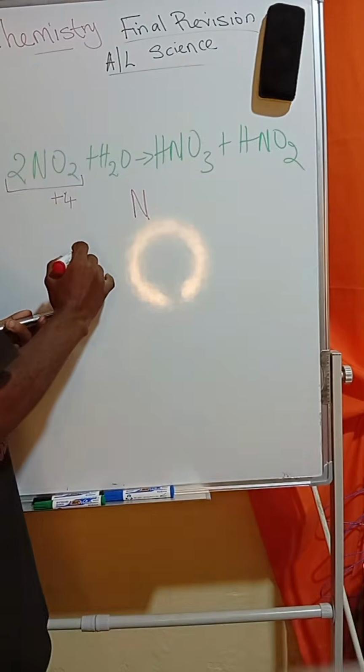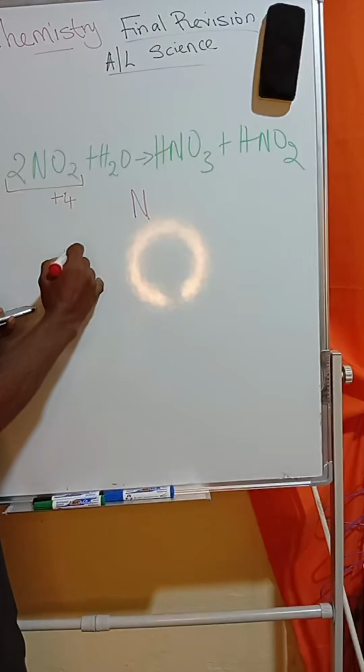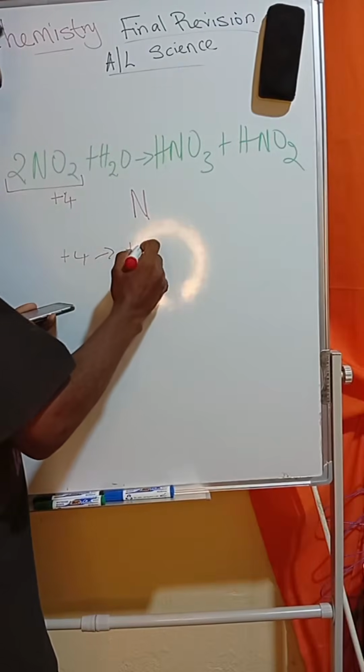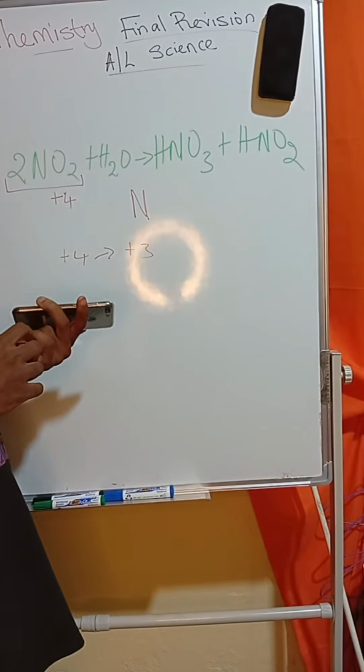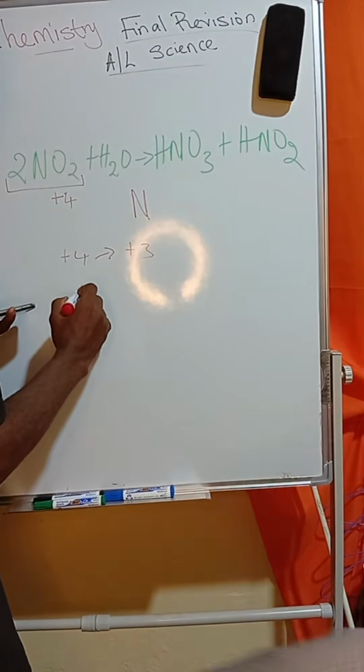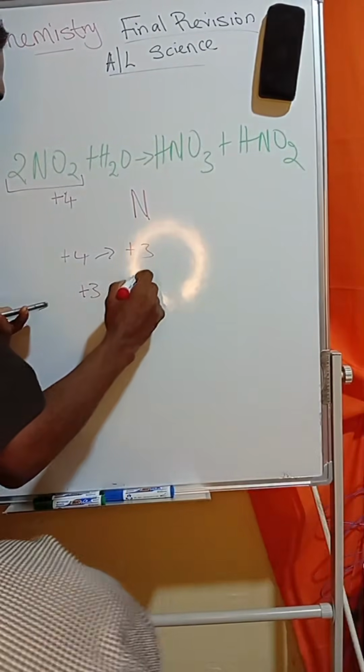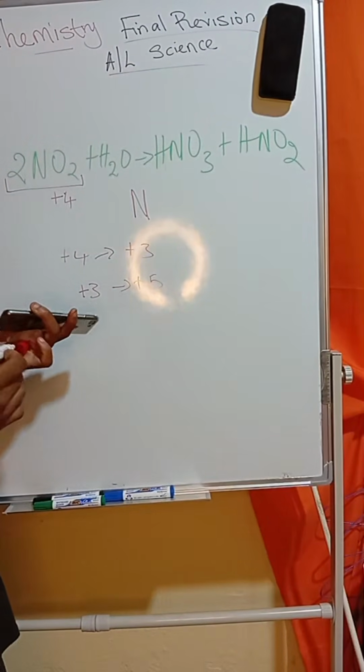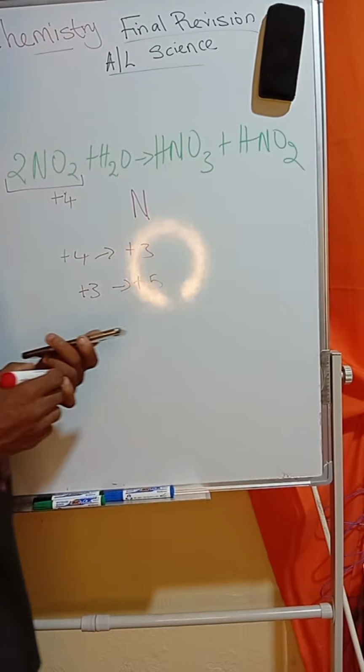So the oxidation state of nitrogen changes from +4 to +3. That is what? Reduction, right? Then it changes from +3 to +5. That's again oxidation. What does it mean? The oxidation.